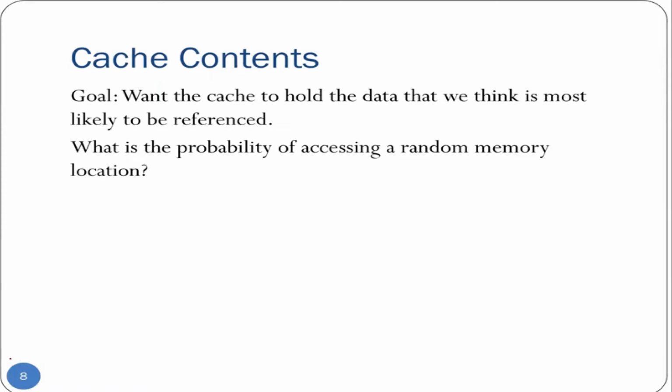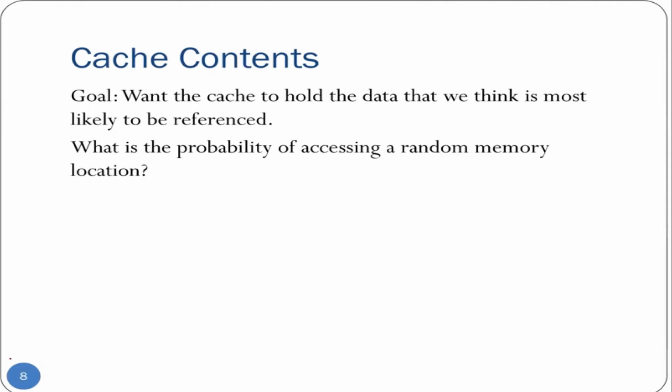So to make best use of these caches, it is important that we place those data items and those instructions in the cache which are most likely to be referenced by the CPU, right? So how do we know what are the instructions and data items that the CPU would most likely reference?